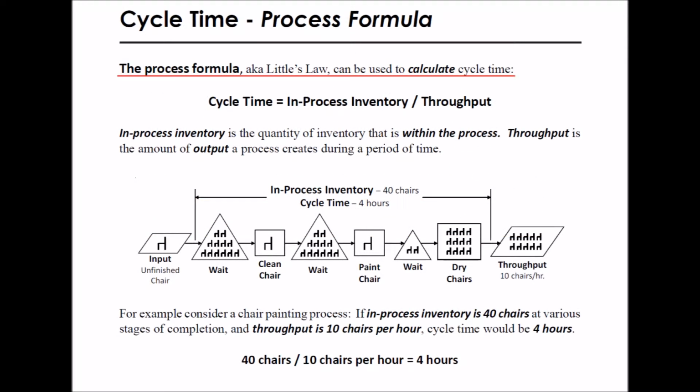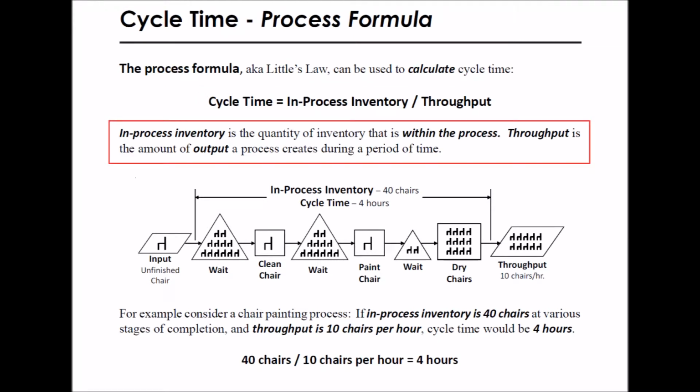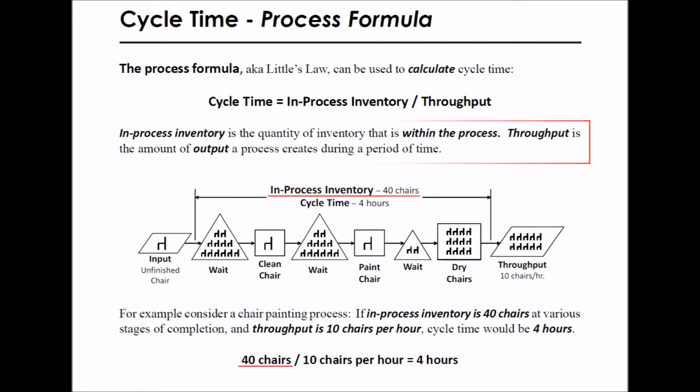The process formula can be used to calculate cycle time. The formula states that cycle time equals in-process inventory divided by throughput. In-process inventory is the quantity of inventory that is within the process. Throughput is the amount of output a process creates during a period of time. In this example, there are 40 chairs in process at various stages of completion. Throughput is 10 chairs per hour. So the cycle time is 40 chairs divided by 10 chairs per hour, or 4 hours.